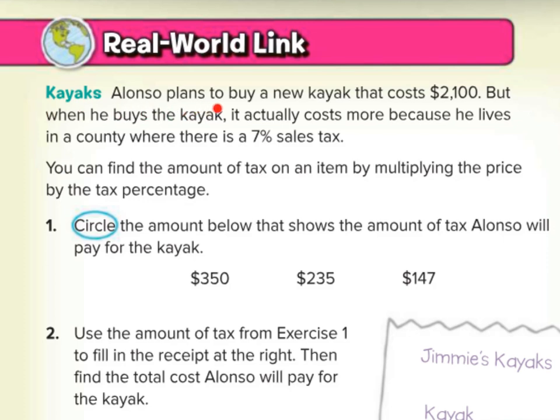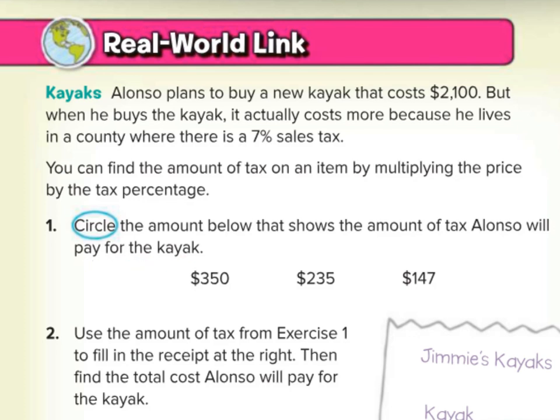Kayaks. Alonso plans to buy a new kayak that costs $2,100. But when he buys the kayak, it actually costs more because he lives in a country where there is a 7% sales tax, which means we have to add 7% of the cost. So we have to find what 7% of this is and add it to it. You can find the amount of tax on an item by multiplying the price by the tax percentage. Circle the amount below that shows the amount of tax Alonso will pay for the kayak.